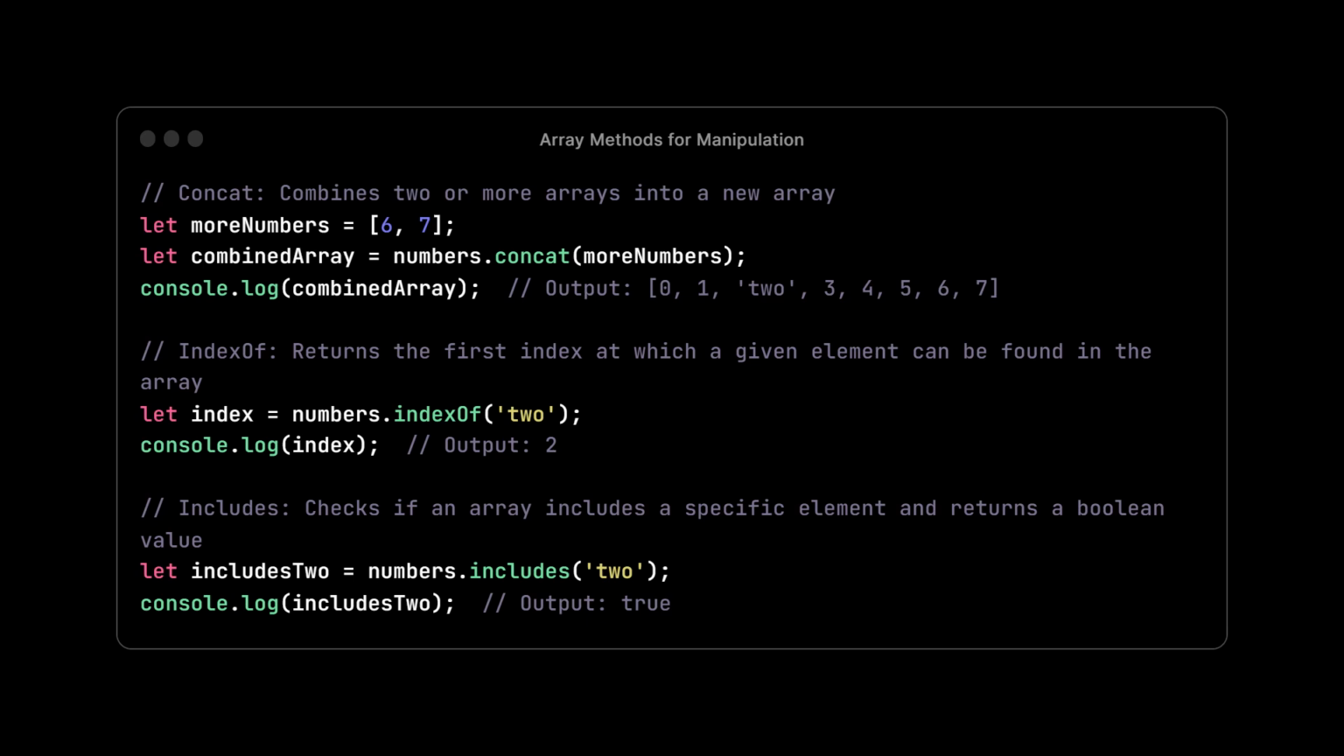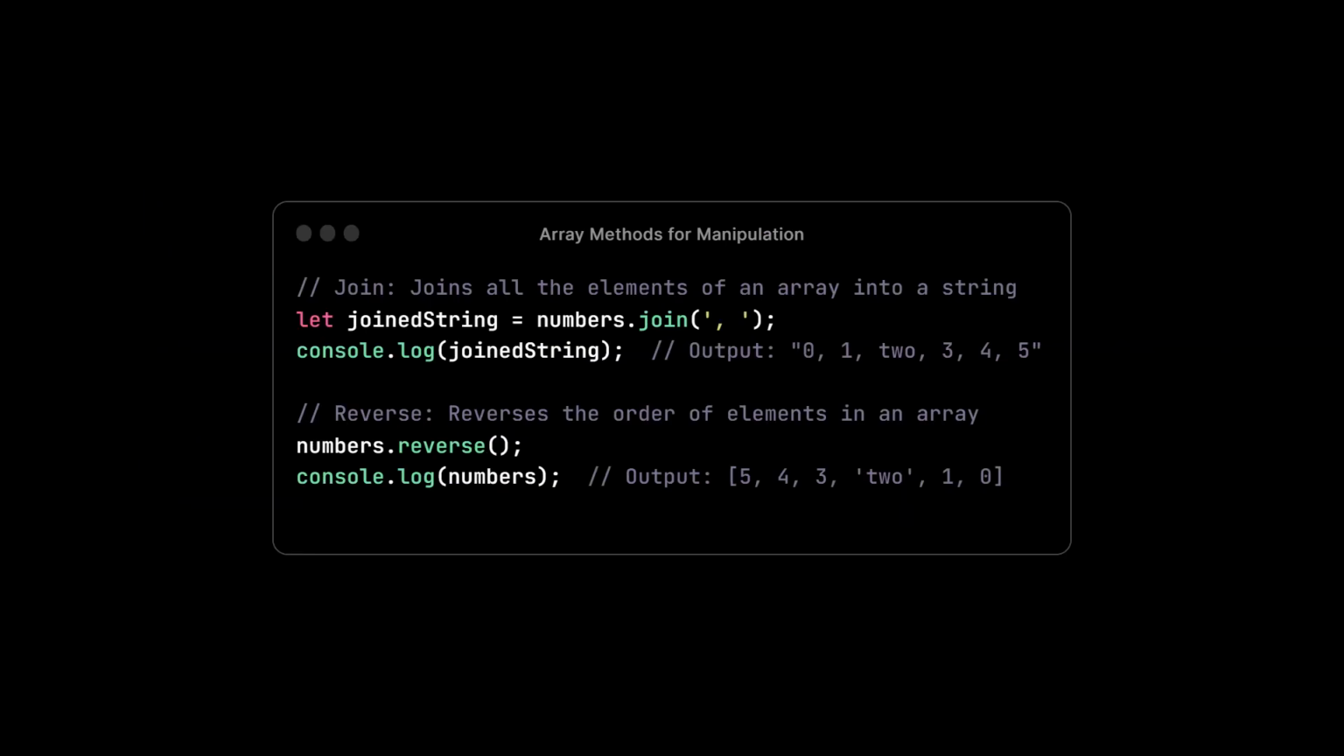Includes, checks if an array includes a specific element and returns a Boolean value. Join, joins all the elements of an array into a string. Reverse, reverses the order of elements in an array.